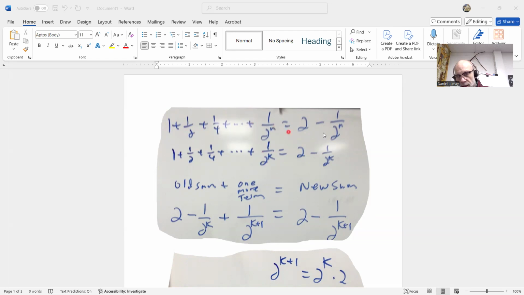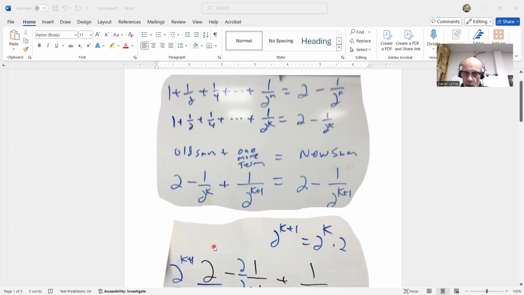So I replaced n with k's. Now we're going to do the induction process where we take this old sum. See, there's the old sum. And then we're going to add one more term, and that's where we do the k plus 1. And that has to equal the new sum where we replace k with k plus 1. Okay, then trying the algebra to get this to work. So make the left side look like the right side.